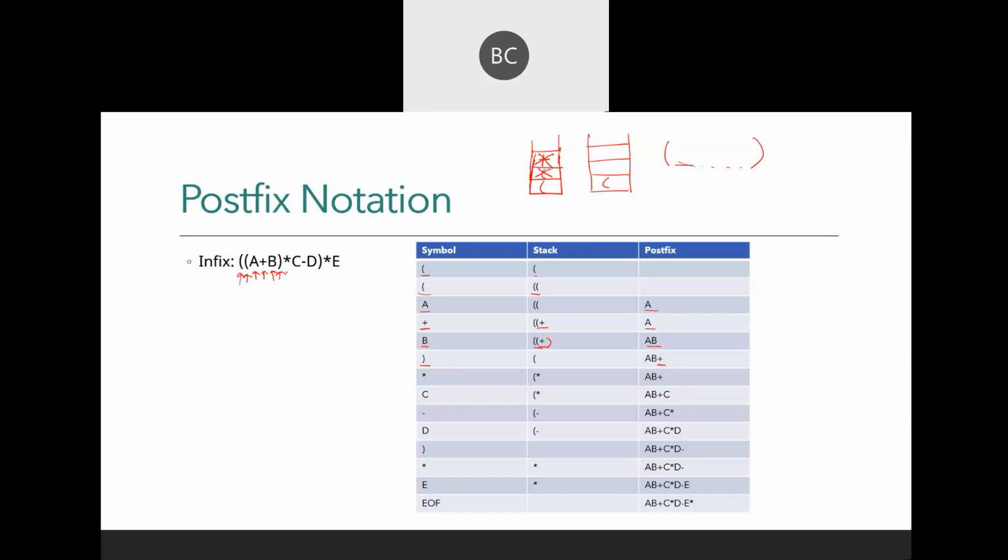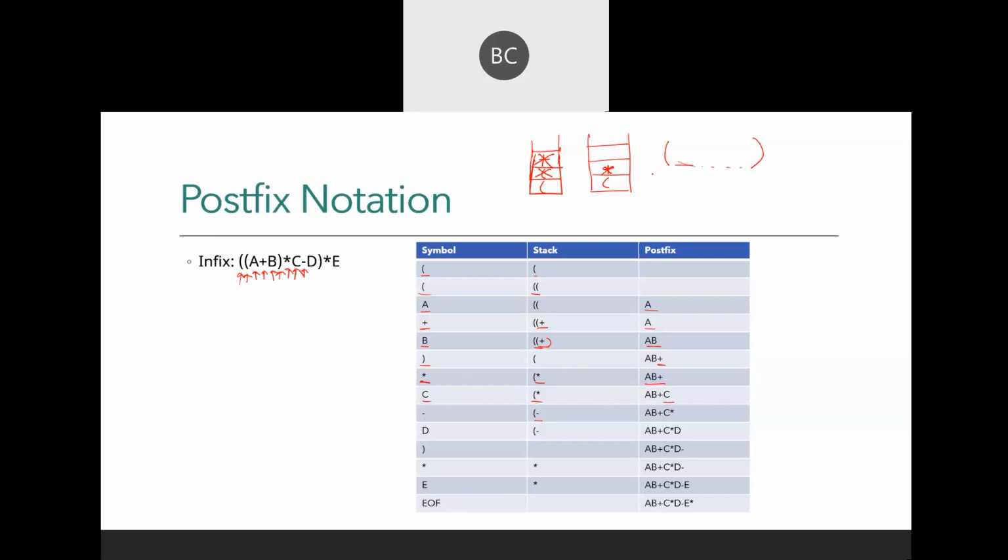Okay. Next, we have a multiplication sign. So I'll push it to the stack. This one will remain same. Next, I have C. C, I'll print it directly here. Next, I have a minus sign.